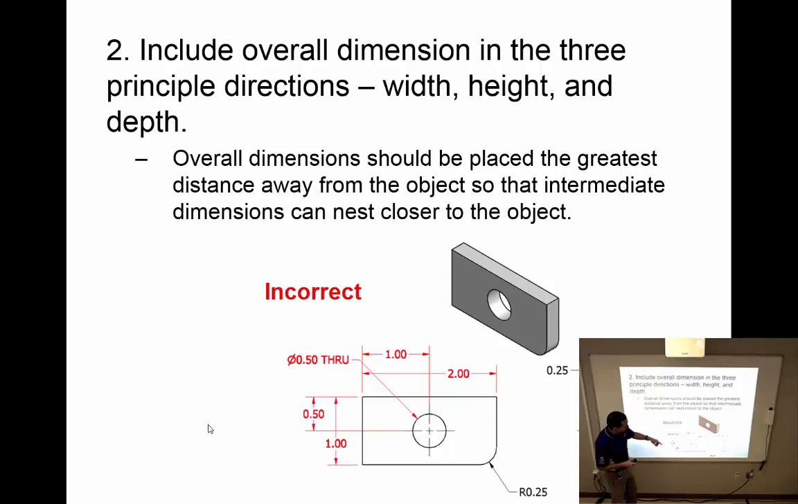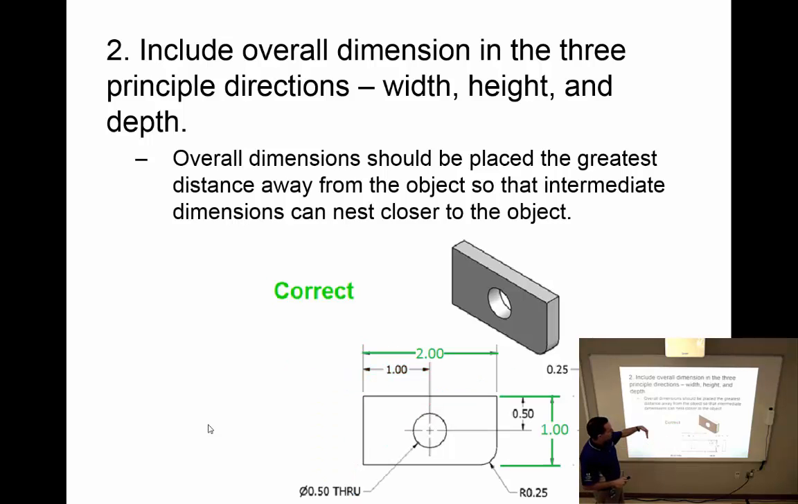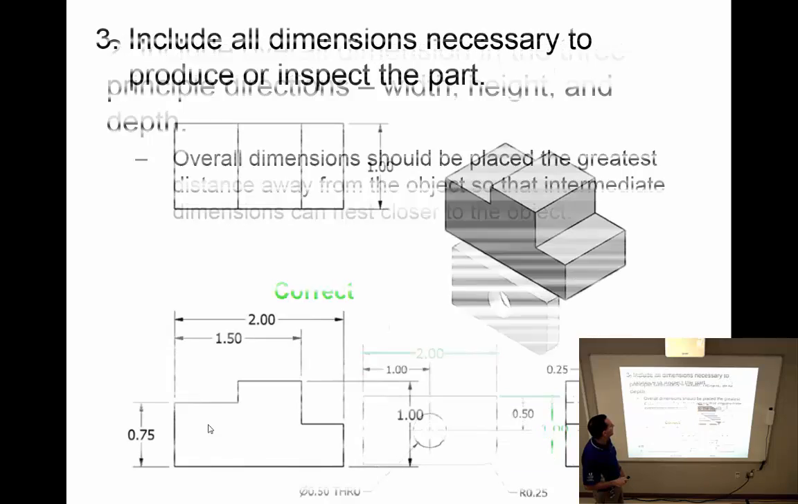So if I look at the overall width of this front view at 2 inches, it's saying that this should be placed farther away from the object so that these dimensions don't cross through each other. So as the dimensions get larger, they should become farther away from the object. So anything in red here can be corrected by moving them farther out.